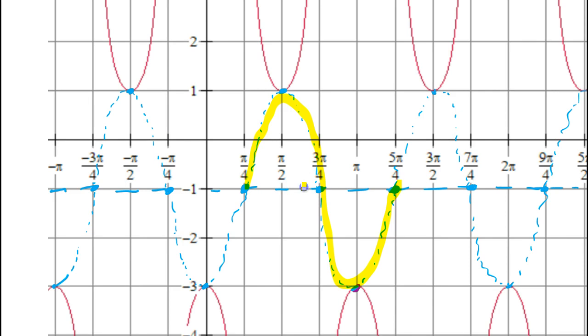If you pick a different period, like the next one or the one before, that's just going to change your phase shift. But because of the one I picked, see how it starts at pi over 4?